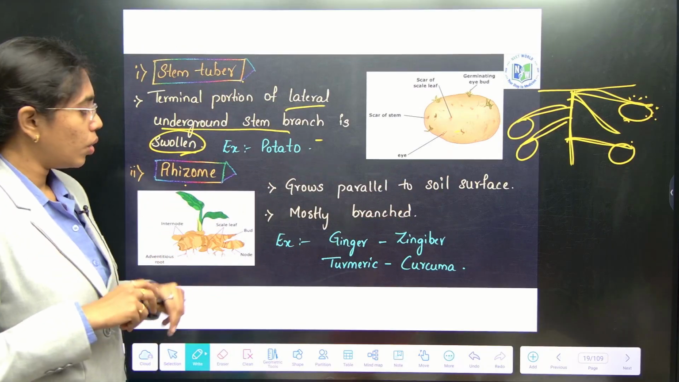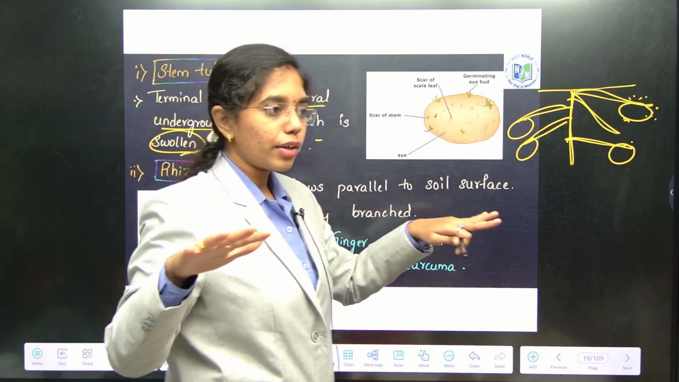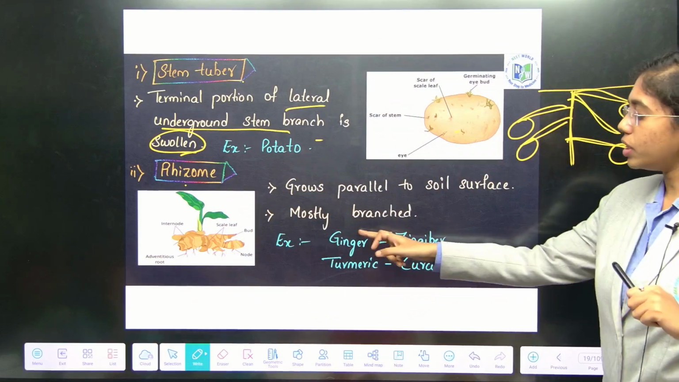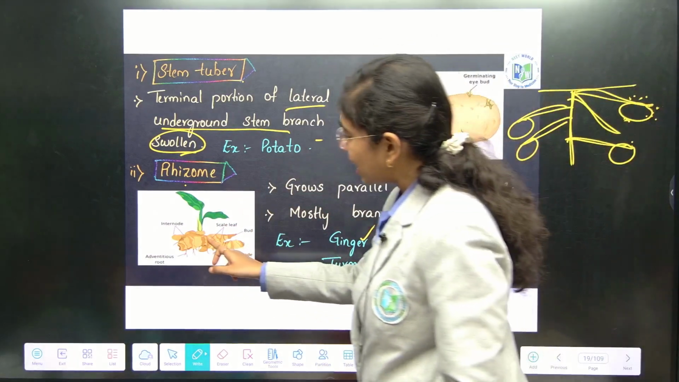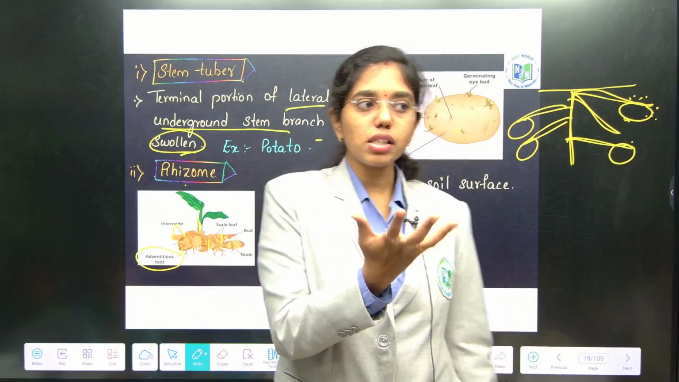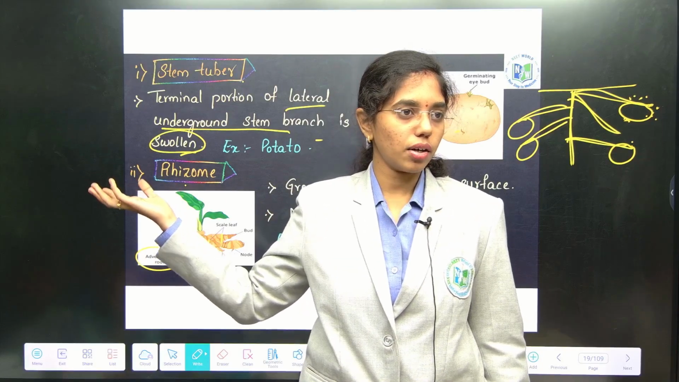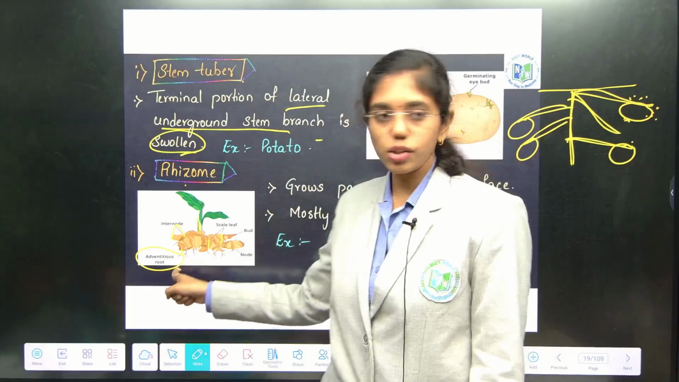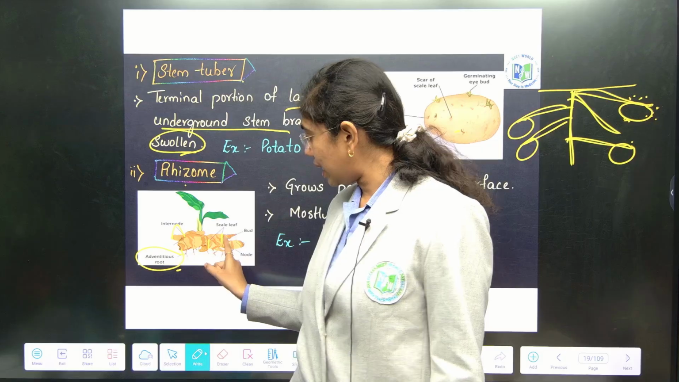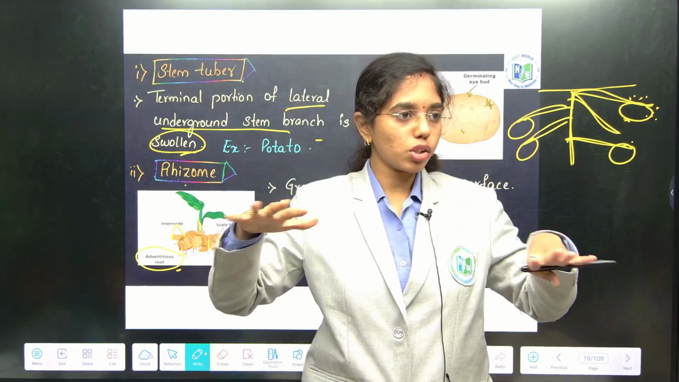Second, rhizome. Ginger is the example, which grows parallel to the soil surface, that is horizontal to the soil surface. Examples are ginger and turmeric. Here you will see scaly leaves, internodes and adventitious roots. If you get raw ginger directly from the market, you can see the adventitious roots over it until you wash it. You can see internodes, scaly leaves, buds and nodes, and how they are parallel to the soil surface.